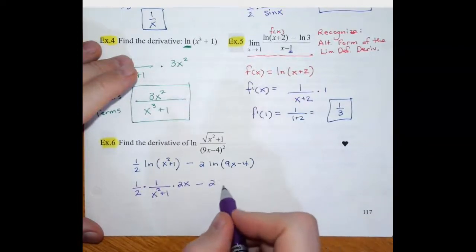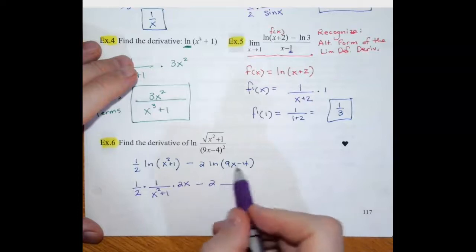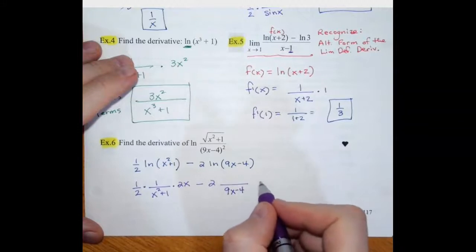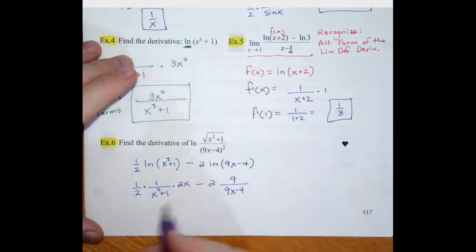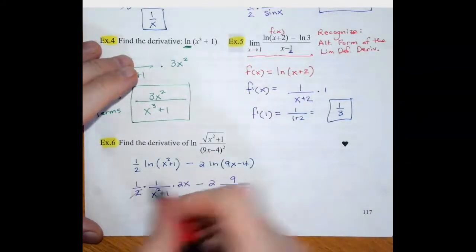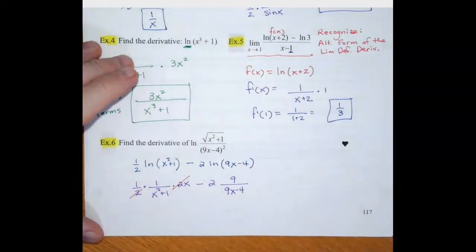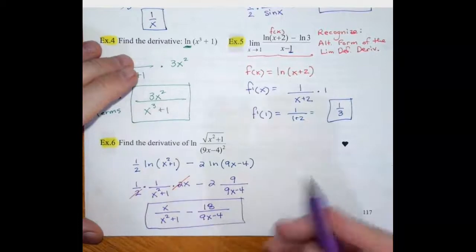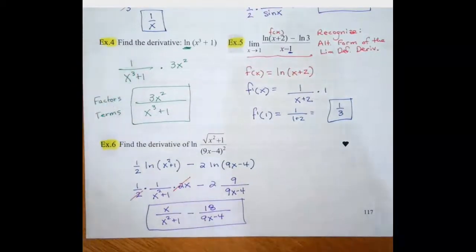Now, really what you could do is you could do 1 over this, and when you realize times the derivative of that, that would be times 9. You could just write that up here if you want to save yourself a little bit there. This 2 is going to cancel out with that 2, and so we're left with x over x squared plus 1 minus 18 over 9x minus 4. Do not try to cancel out the 9 with the 18. You can't do that. It's not correct. Okay?